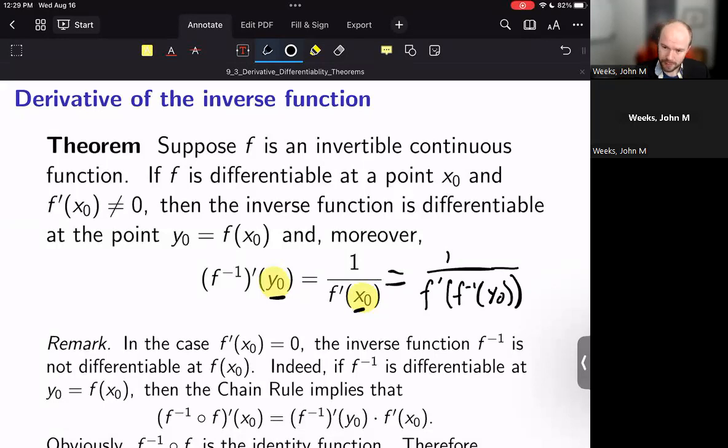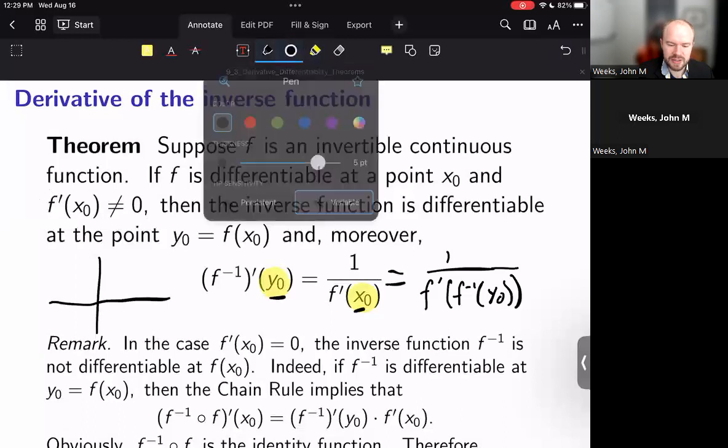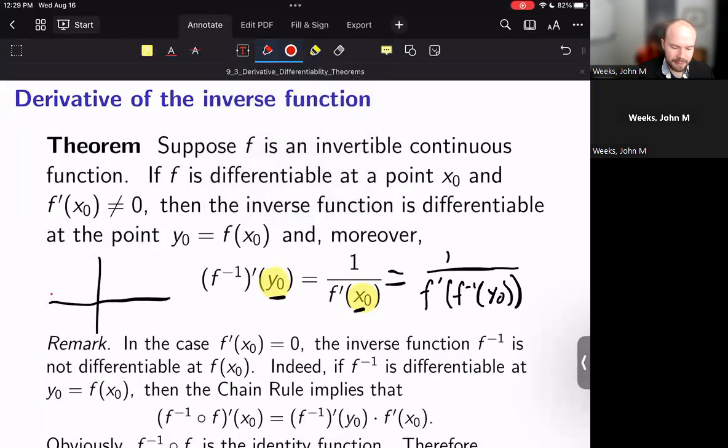So you have this formula here, 1 over f prime of f inverse of y naught, to give you that differentiable function. Of course, here we want to make sure f prime of x naught is not equal to 0, so then we're not looking at something like a vertical tangent line here. And having a picture for this really helped me understand where this sort of formula came from, right?